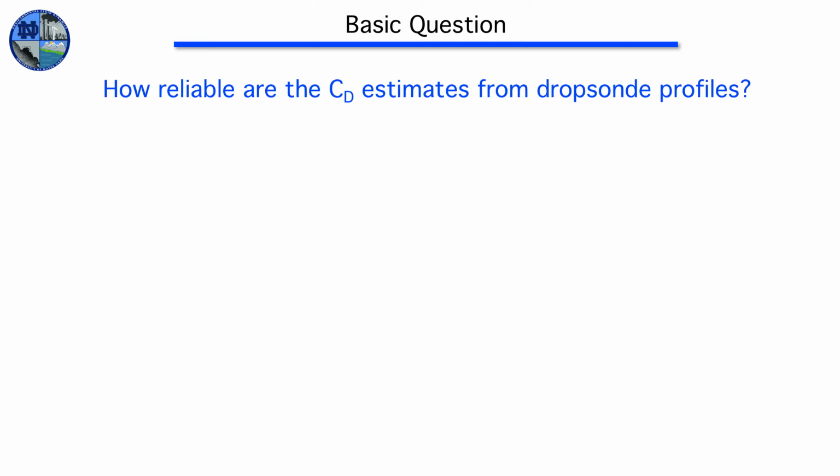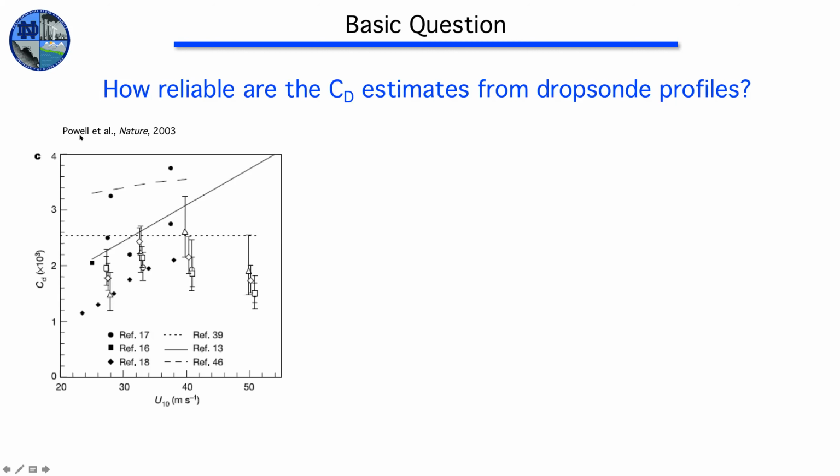So how reliable are the estimates that are derived from dropsonde profiles? As I mentioned, the first of these is Powell et al. in Nature 2003, where, again, they were the first to see this rollover of CD, and it looks like it actually starts to decrease at high winds.